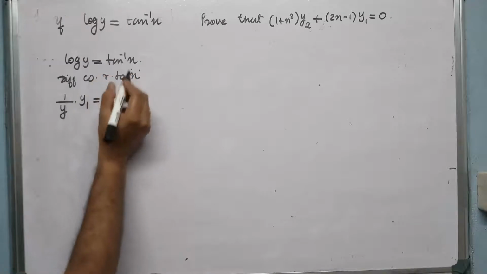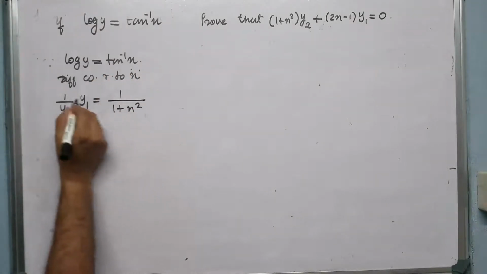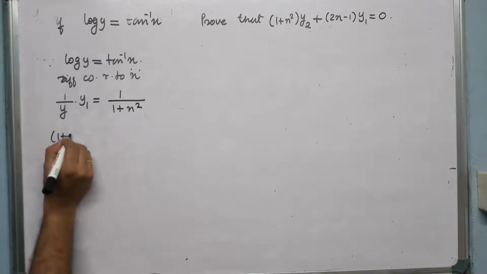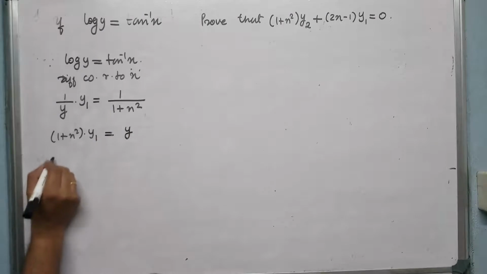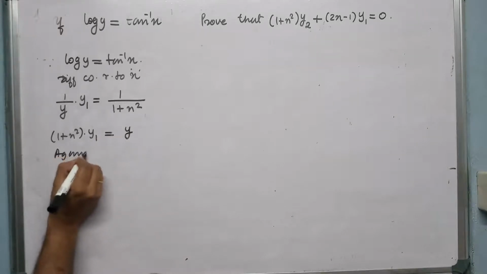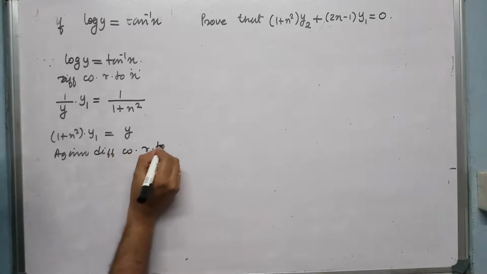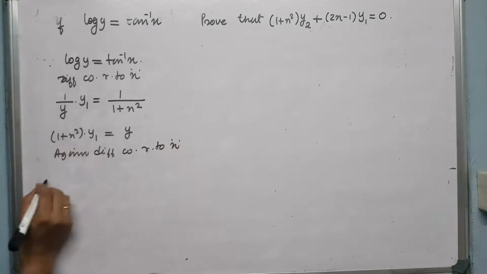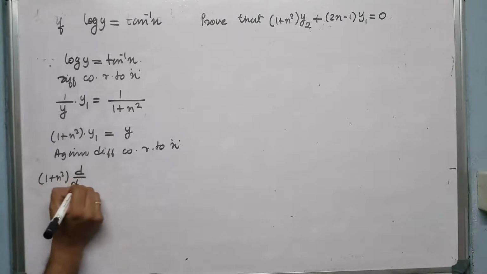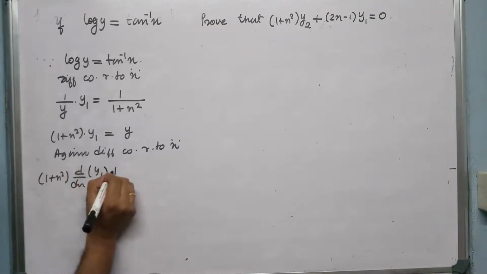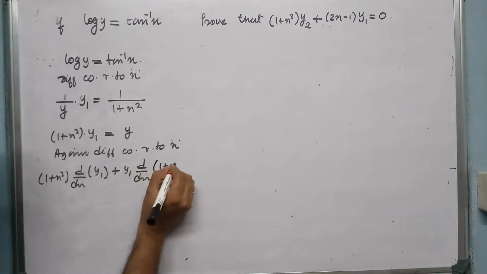Okay, now the derivative of tan inverse x is 1 by 1 plus x square. Now then I'll cross multiply these things. It will be 1 plus x square into y1 is equals to y. Again differentiating with respect to x, using the u into v formula, 1 plus x square d by dx of y1 plus y1 d by dx of 1 plus x square.